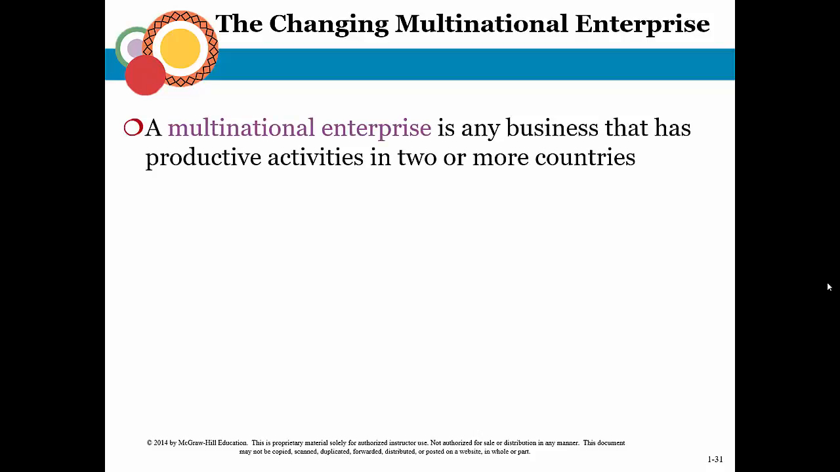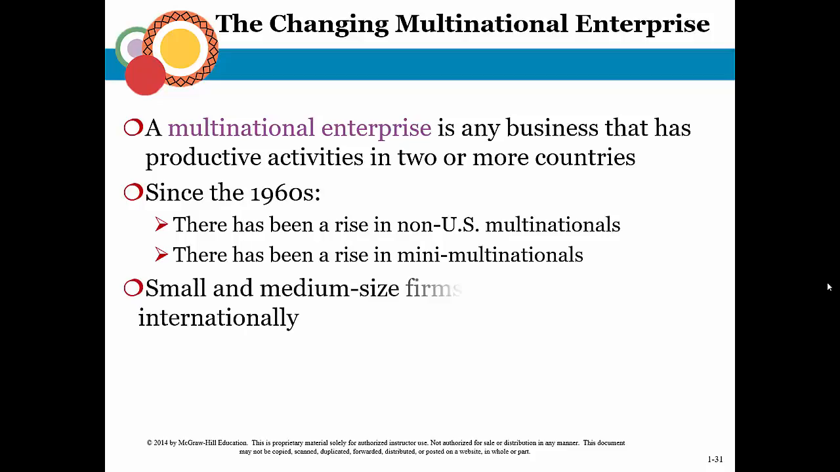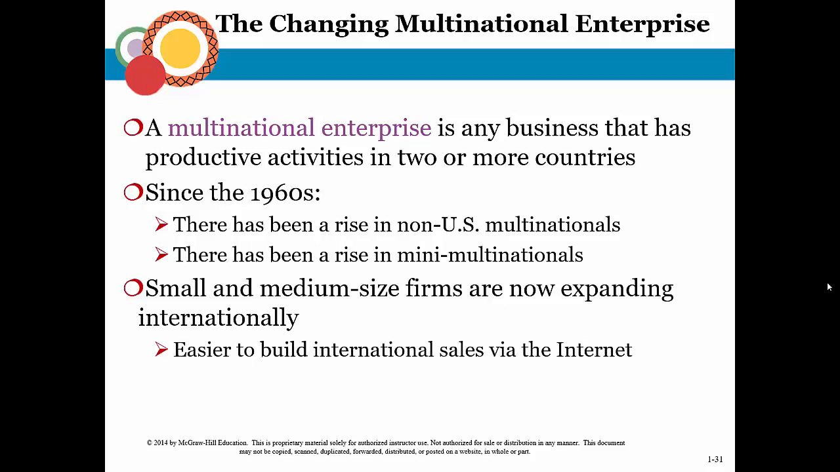So when we talk about a company existing in a global market, the area that we're going to dive into in more depth is discussing multinational enterprises. Basically, it's a business that does activity in more than two countries, essentially. In the 1960s, there was a rise in non-U.S. multinationals, if you will. There's been a rise in many multinationals. Companies that are smaller have been increasing in terms of their activity. Small to medium firms are now expanding internationally, which is a growing trend.